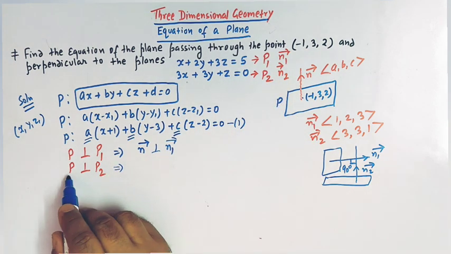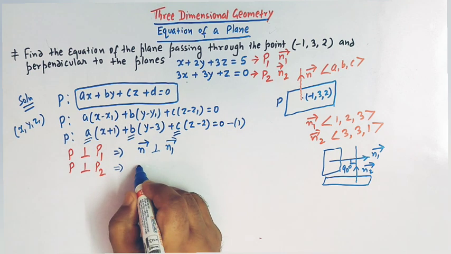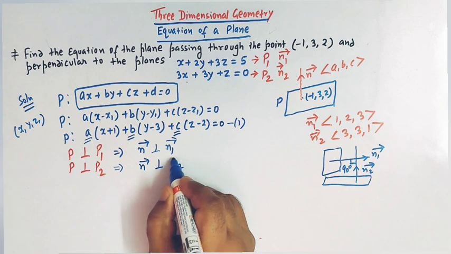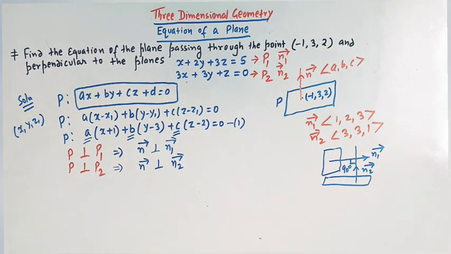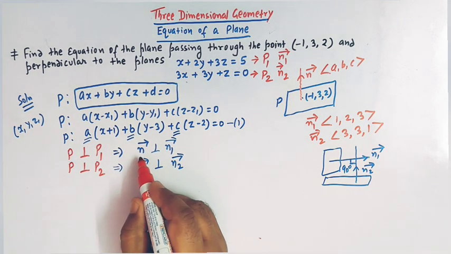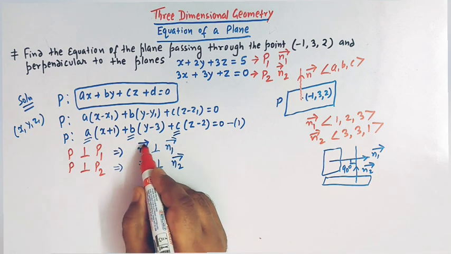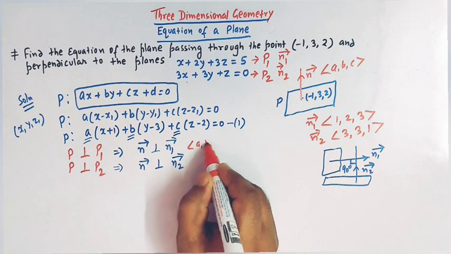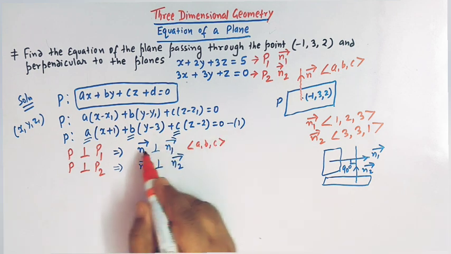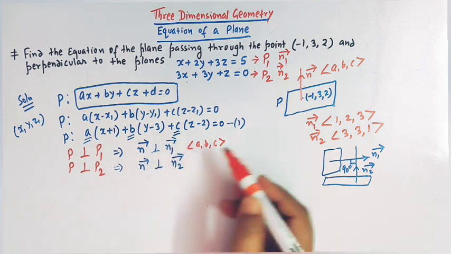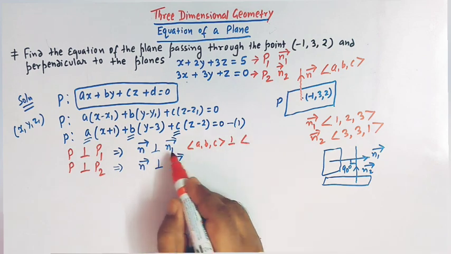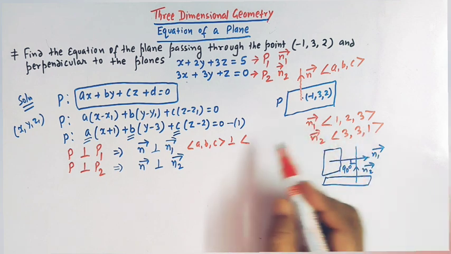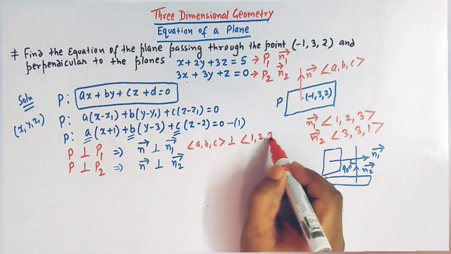And when this plane P is perpendicular to P2, then the normal vector n is also perpendicular to vector n2, right? So now the direction ratios of the normal vector n are a, b and c, and this vector is perpendicular to n1. So here the direction ratios of the normal vector n1 are 1, 2 and 3, right?